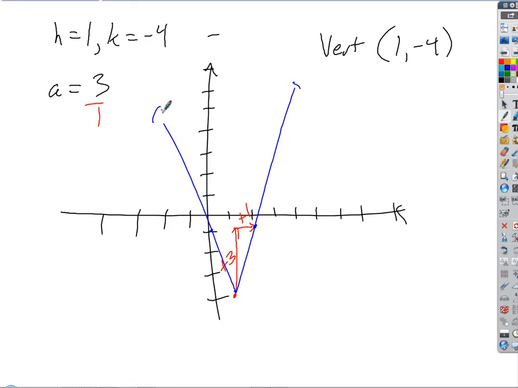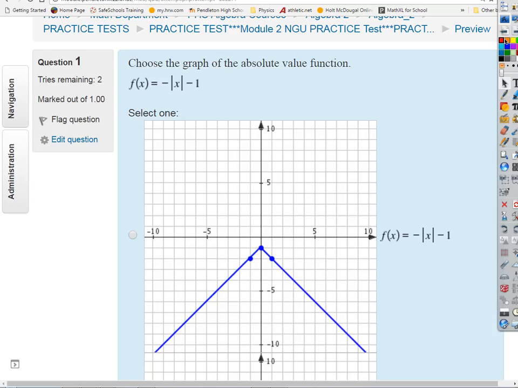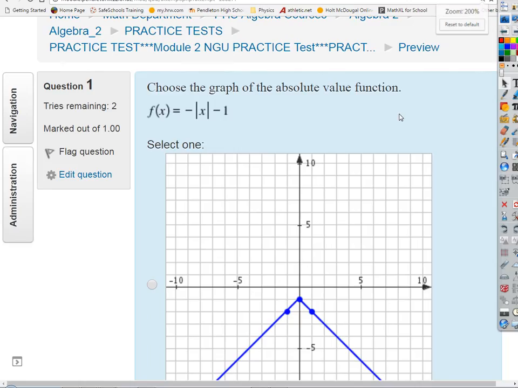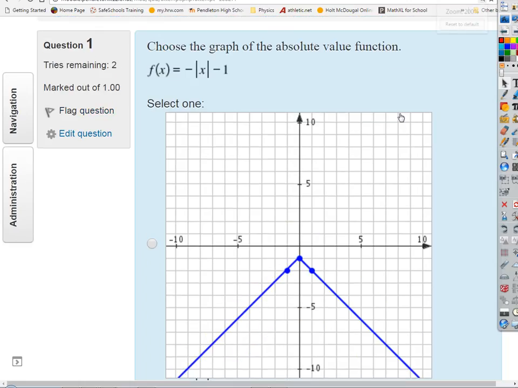All right, let's try a couple. So what about something like this then? They're giving you the function, pretty simple one. What's the value of H, K, and A there? What's the value, Tyler, what's the value of H?